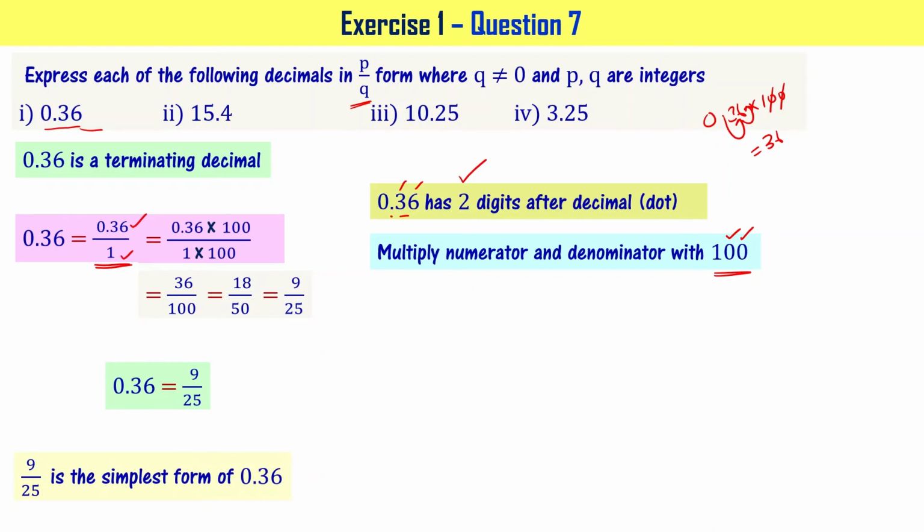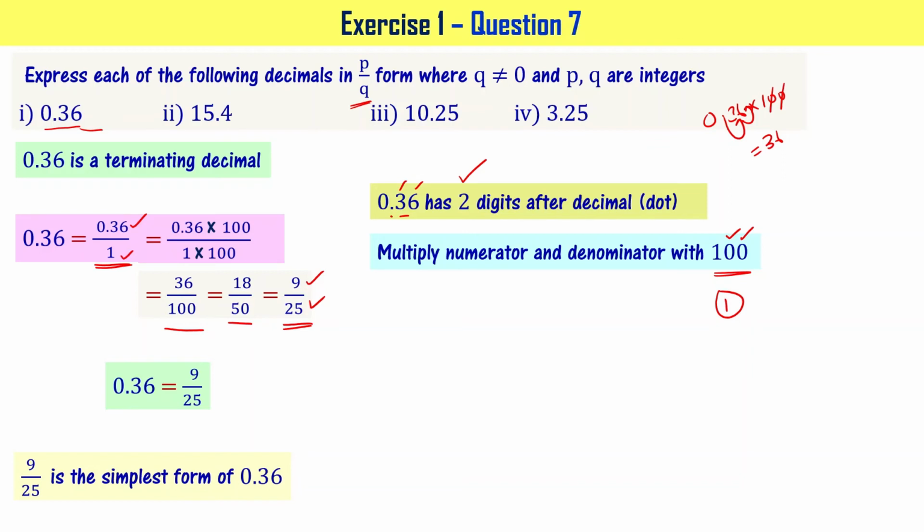9 by 25 is the simplest rational form of 0.36. Now 36 by 100 is another rational form, 18 by 50 is another rational form, right? But 9 by 25 is the simplest form, because these two numbers 9 and 25 have only 1 as the common factor, nothing else. Got it?